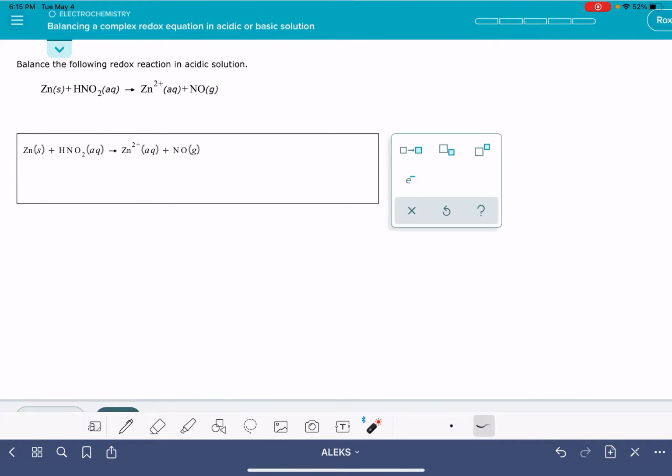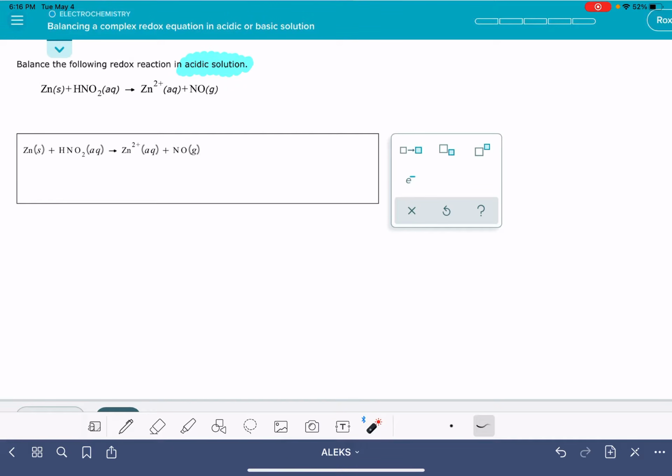In this video, I'm going to show you how to solve the ALEKS problem called balancing a complex redox reaction in acidic or basic solution. This problem I'm being asked to balance in acidic solution. Sometimes you'll be asked to balance in basic solution. The unbalanced redox reaction has been copied into the answer box for you just as a starting point.